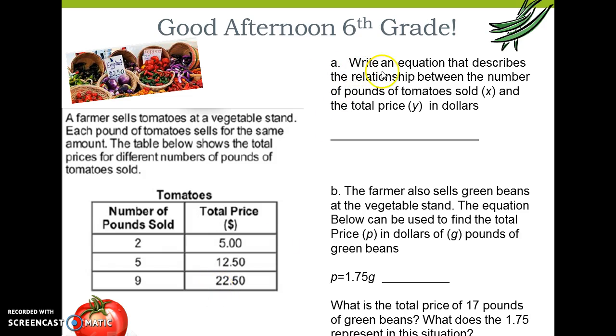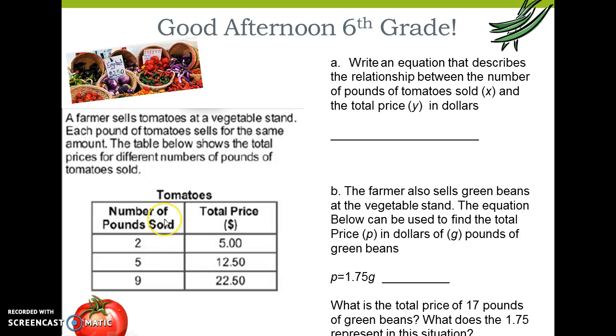A asks us to write an equation that describes the relationship between the number of pounds of tomatoes sold, and they're giving us the variable x, and the total price y in dollars. So it wants us to write an equation where we use x for the pounds of tomatoes sold and y for the price in dollars. So we have to look at this table, and really what we have to determine is what is the unit price of each number of pounds sold?